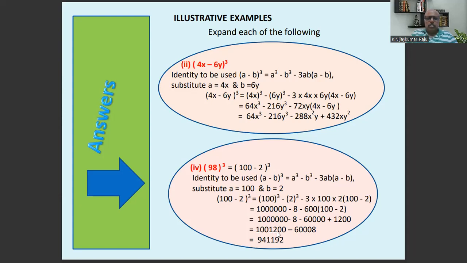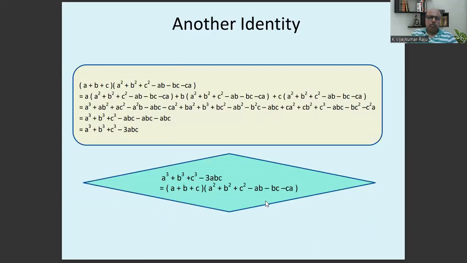So this is 10 lakhs 1200, and this is 60,000 plus 8, 60,008. Subtract the 2, you get 9 lakhs 41,192. That means 98 into 98 into 98 will give you this as the answer. So you can use the identity to solve big numbers, to expand them and find a value. So that is one other way of doing it.